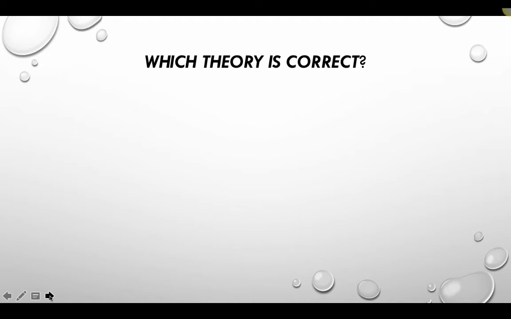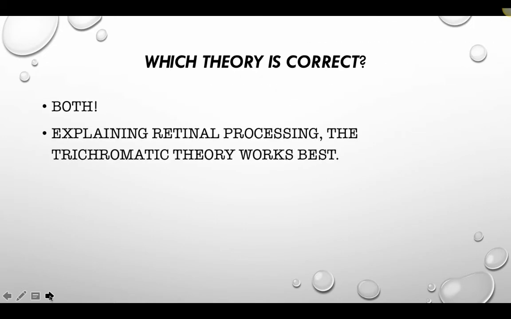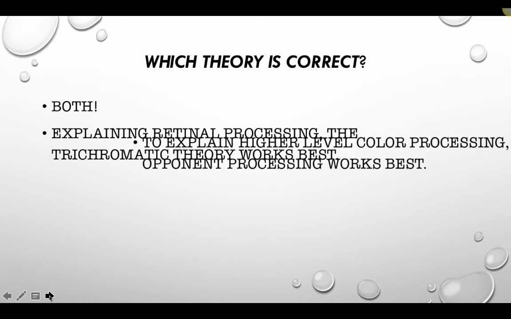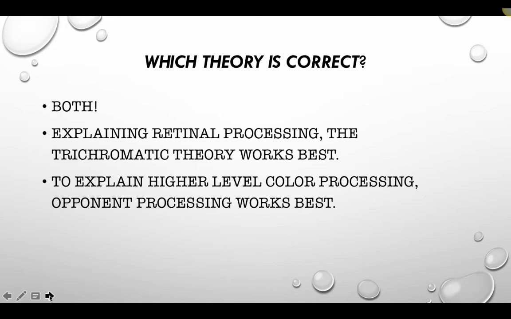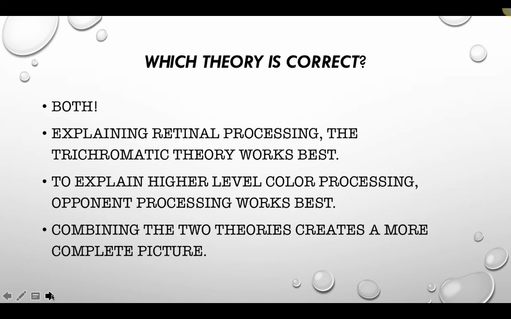So you're back. Hopefully that was a cool afterimage for you. Which theory is correct? They're both correct. Both theories explain color vision. The trichromatic theory works best when you're explaining the cones. The opponent processing theory works best when you're explaining color processing outside of the cones, in the ganglion cells and in the brain. Combining the two theories creates a more complete picture of color vision processing.